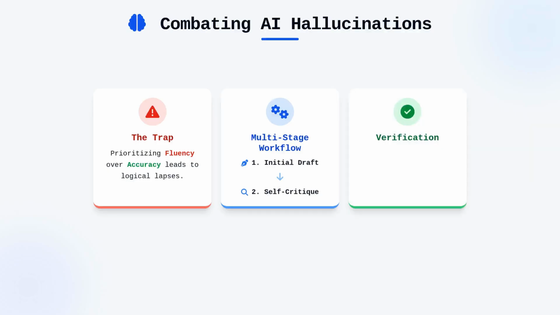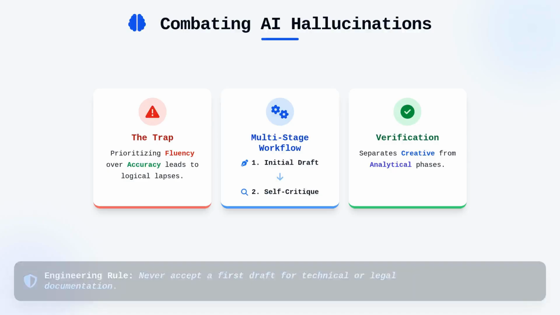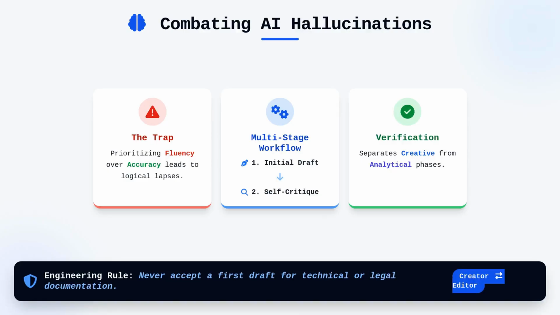This technique effectively separates the creative phase from the analytical phase, even when both occur within the same generative session. The model must be explicitly prompted to act as both a creator and an editor, ensuring it views its own output with skepticism. Without this internal verification step, we are essentially accepting the first draft of an AI, which is rarely a sound engineering practice for technical or legal documentation.